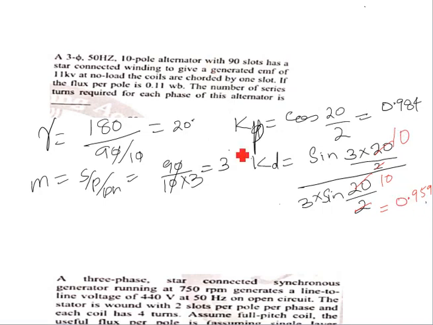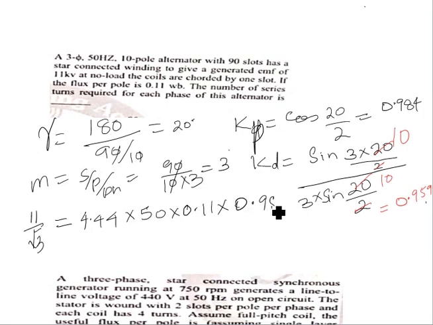Now, simple, you have to put the values. This is 11 kV, so you have to put 11. This is your line-to-line voltage, so you have to convert it to line-to-phase voltage: 11 by root 3 equals 4.44 into f, which is 50, phi is given as 0.11 Weber, kp is 0.984, and kd is 0.959.